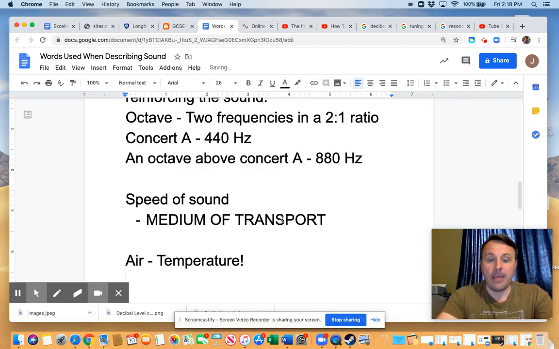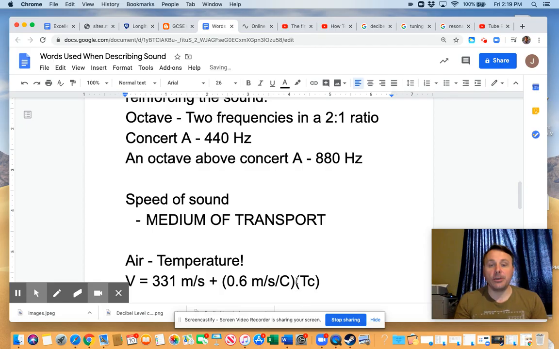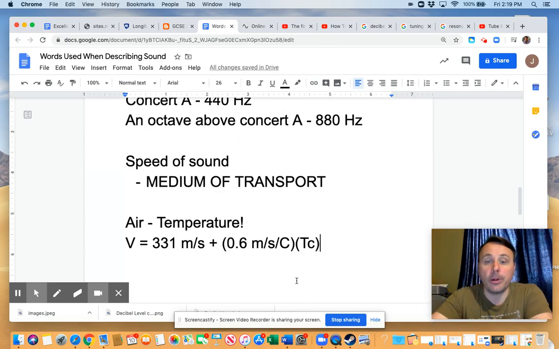And we've discovered that the speed of sound in air, so V of sound in air, is 331 meters per second plus 0.6 meters per second per degree Celsius times the temperature in Celsius, right? Hard to write that in this format. So on a 0 degree day, the speed of sound in air is 331. When it's warmer, the speed of sound is faster. When it's colder, the speed of sound is slower, right?